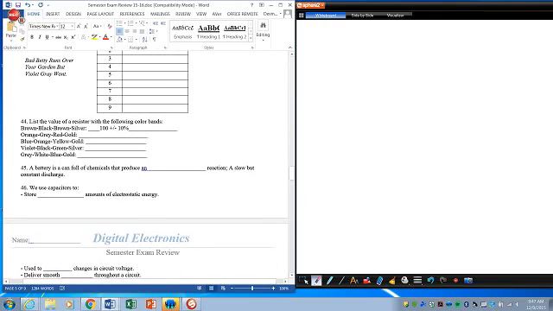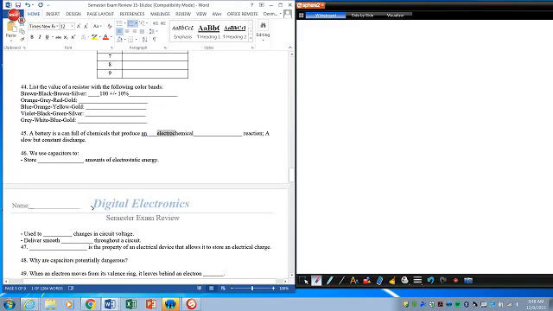Number 45, a battery is a can full of chemical that produce a blank reaction, a slow but constant discharge. Some of you asked me if it's chemical reaction, but to be exact, it should be electrochemical, because electro means electricity, chemical means chemistry. So it's actually produce an electrochemical reaction.